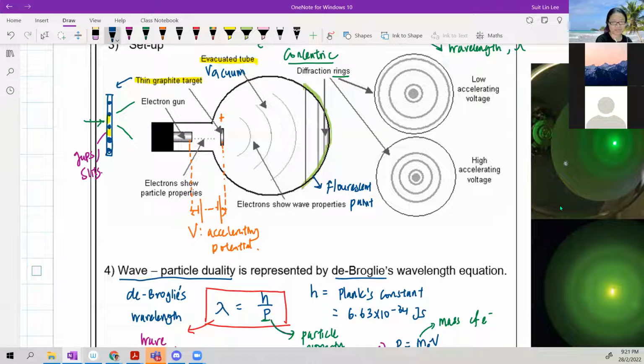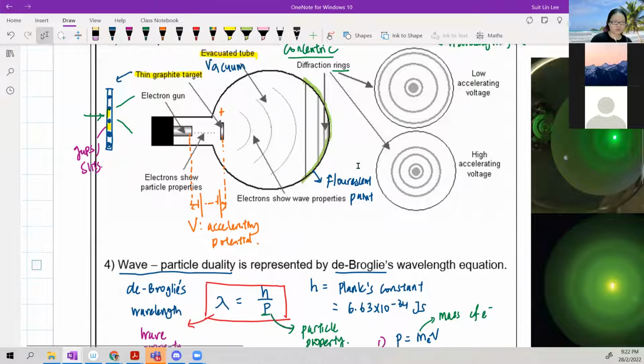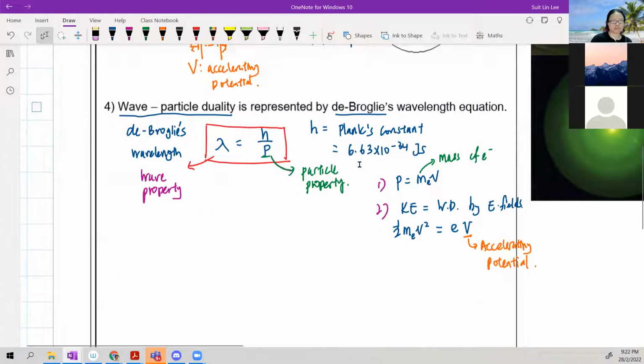All right. So as you can tell, depending on the accelerating potential, a low V will give rings further apart, and a high V will give rings closer together. If you're wondering why, we can actually tell from the equation here. So I'm going to briefly mention the effect of accelerating potential.